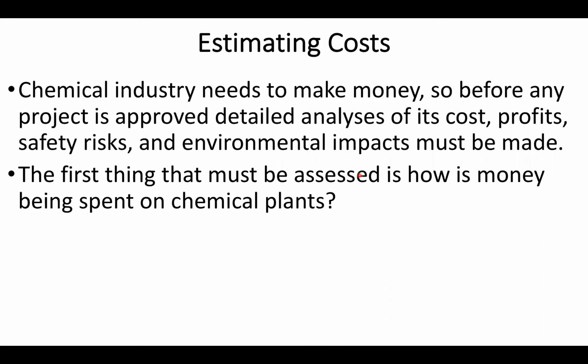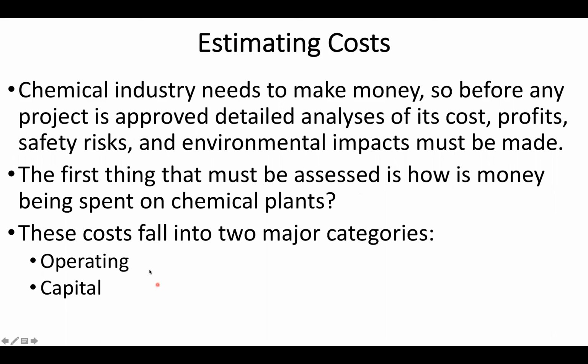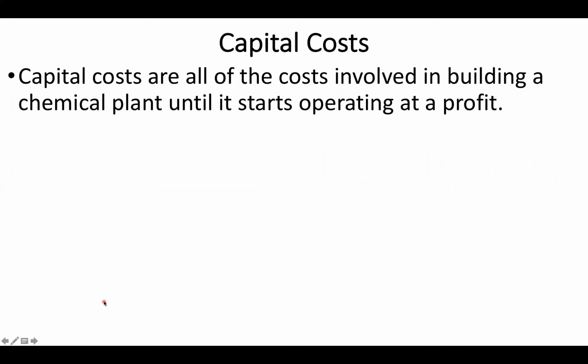So one of the first things I need to consider when looking at a chemical plant is going to be how much money I'm going to need to spend. And so we're going to be focusing on how we can divide up various costs for building a plant. And it turns out that a lot of our costs are going to fall into two major categories. Operating costs, which is essentially going to be how much money it takes to operate a plant on, say, an annual basis. The second, which is the one we're going to talk about first, is this idea of capital costs. So capital is going to be all of the costs involved in building a chemical plant, but also operating it until it turns a profit.